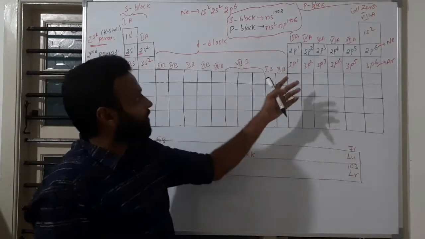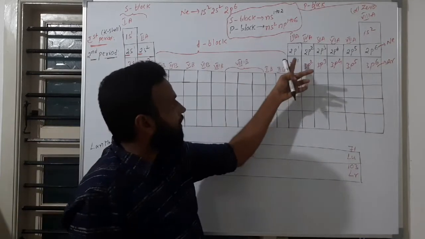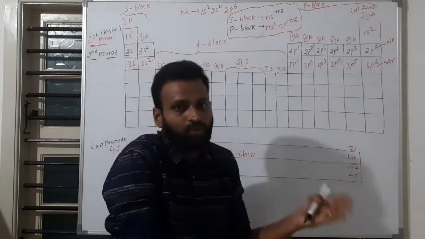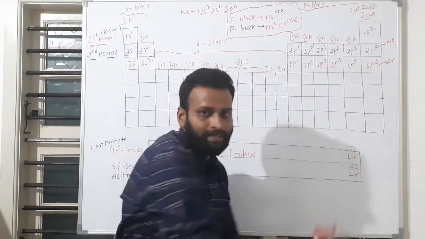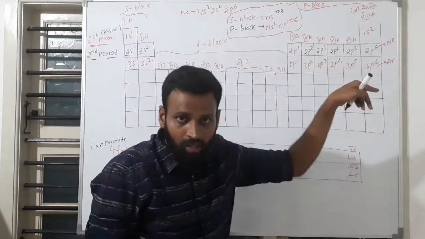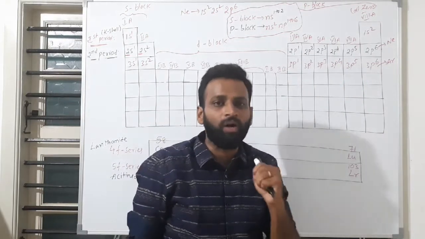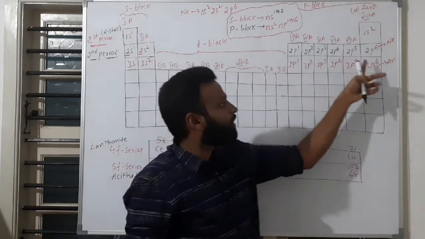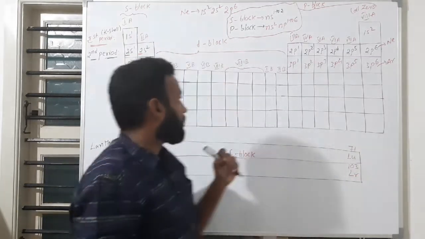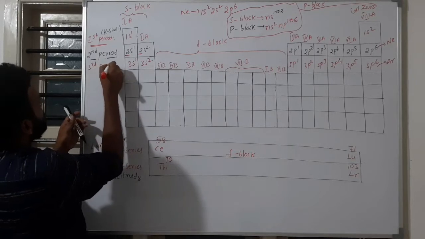So what is the general electronic configuration of the p block? After ns2, np1 to 6. If I want only the third period, it means 3s2, 3p1 to 6 in the p block. The third period elements' general electronic configuration means 3p1 to 6. Understood everyone? Okay. Now third period is done. Come to the fourth period.